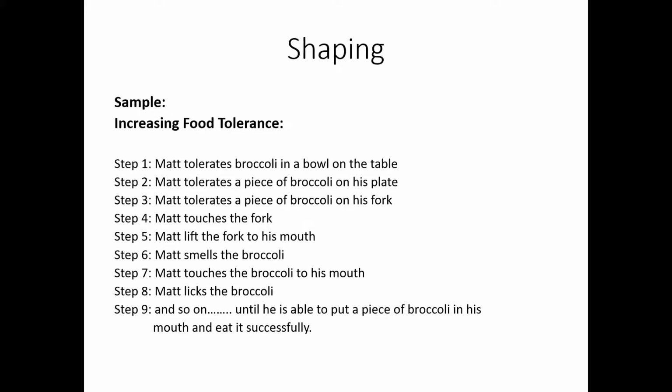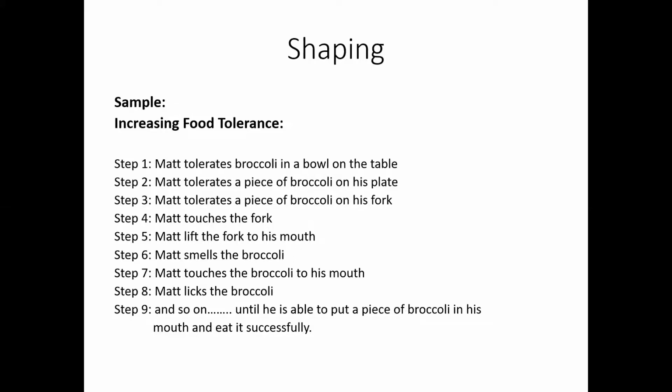Here is an example of using the shaping strategy to increase food tolerance. For some individuals that are very picky eaters, they may need some support with increasing their food tolerance. The very first step here was Matt tolerating broccoli in a bowl on the table. The end goal here would be for Matt to eat broccoli. So we're starting off small with step 1, which is tolerating broccoli in a bowl on the table. Once Matt is doing that successfully, we would reward for that, praise him for that, and move on to step 2 when that's being successful.